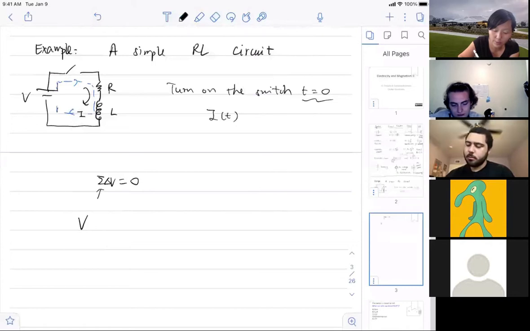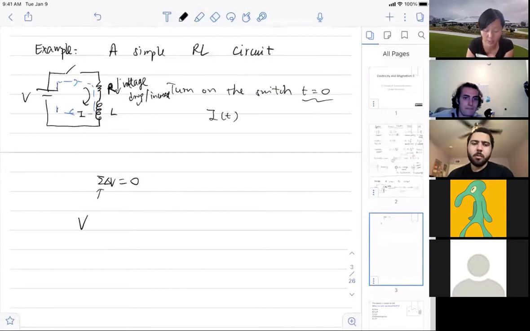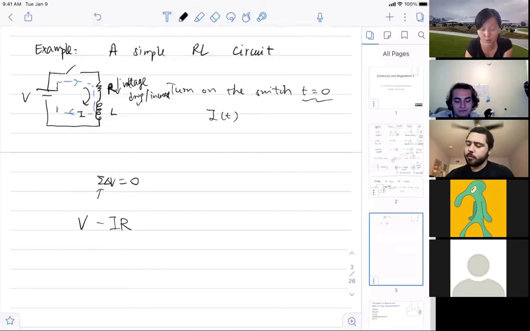Next, I'm encountering resistance. Along the direction of the current, from here to here, is this a voltage drop or a voltage increase? Drop, because you're going along the direction of the current. So I'm going to write negative IR, because that is a voltage drop.